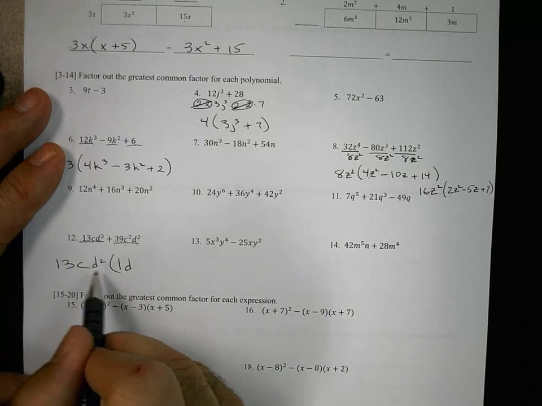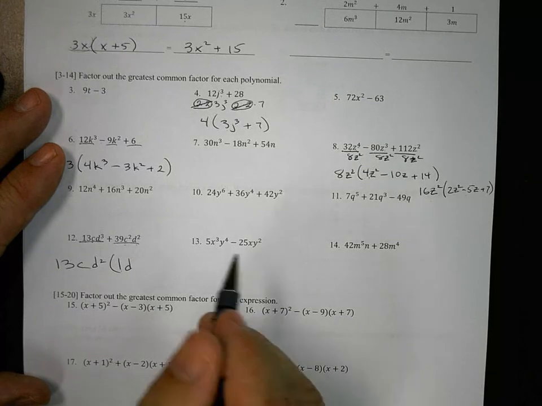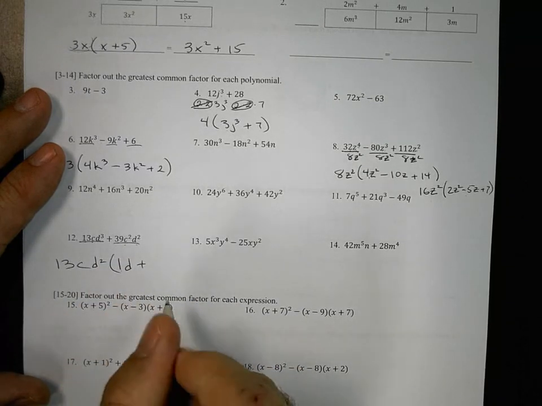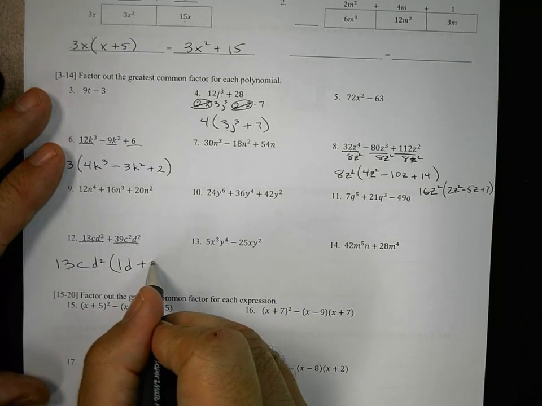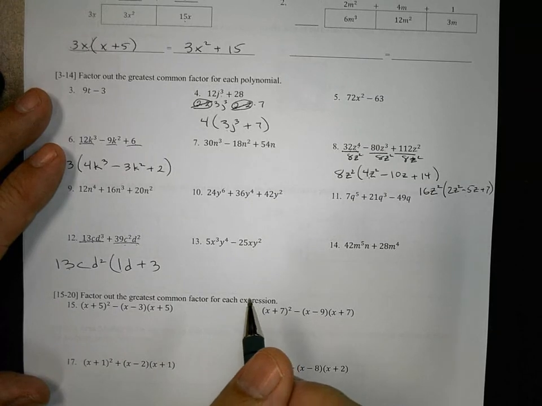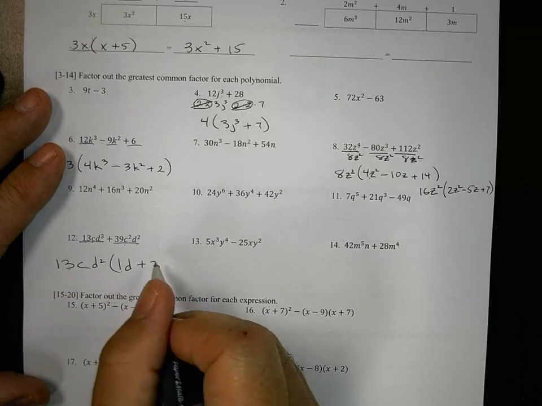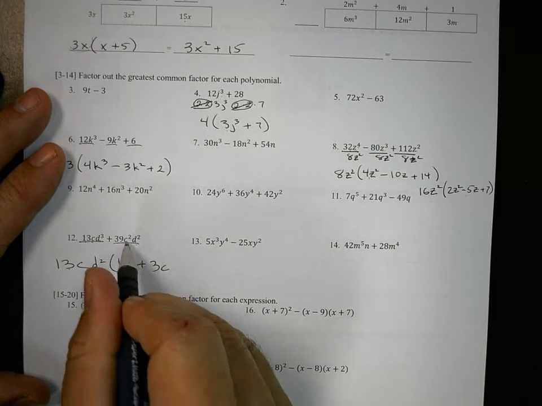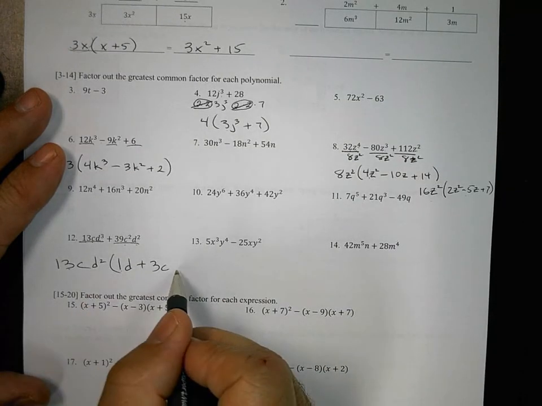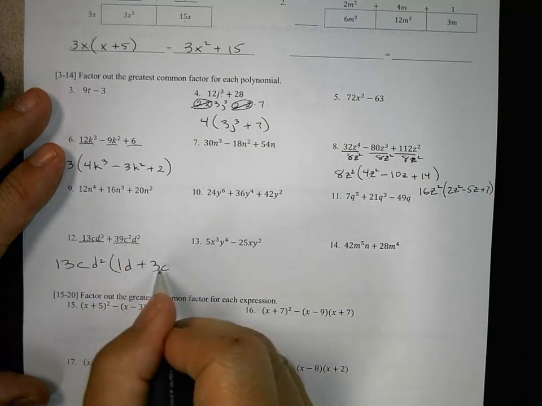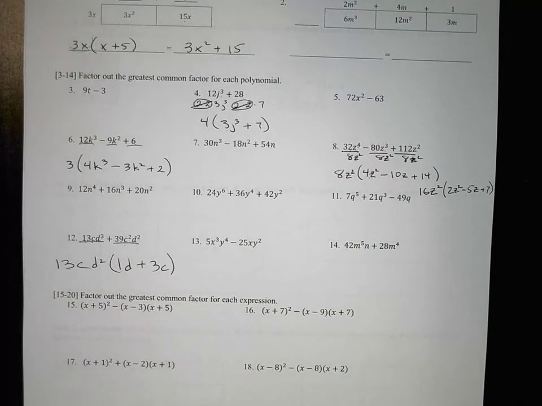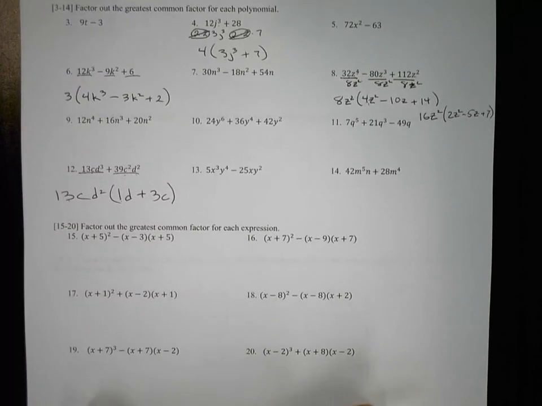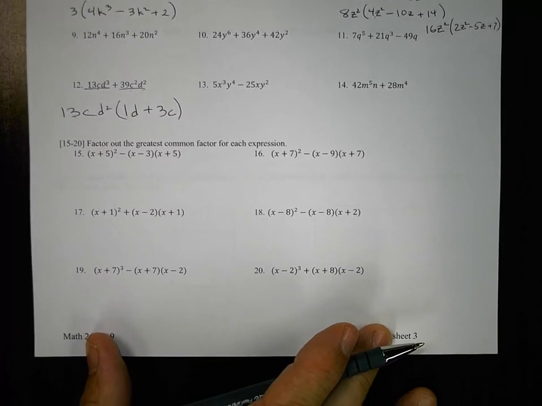Okay? 13c times 1 is 13c, d squared times d is d to the third. Plus sign comes down. 13 times 3 is 39, and c to the first times c to the first is c squared, and the d squared is already taken care of, so you're done. All right, now of course we always got to make things a little tougher, so we got to look at the big picture here.